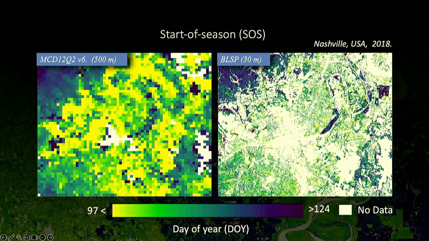So coarse resolution might have a bias in spring phenology. It might bias it earlier than the actual phenology is. We have seen this in many places. So what we are doing at this moment is constantly and comprehensively investigating this scaling effect. But that's what I'm working on now.